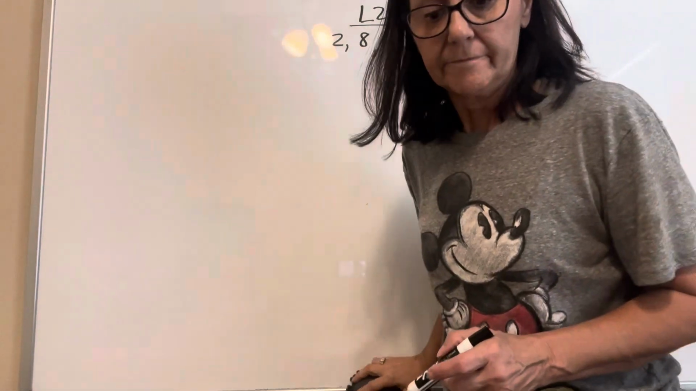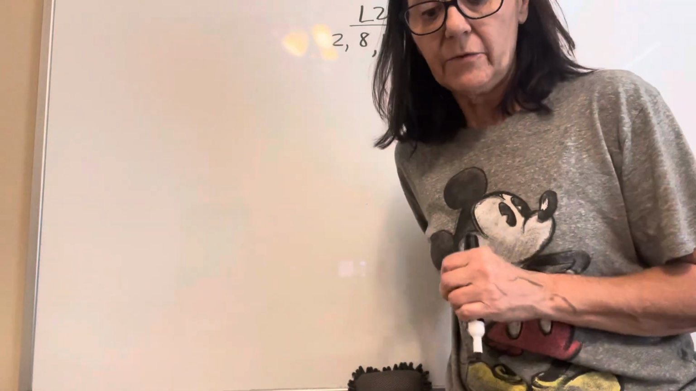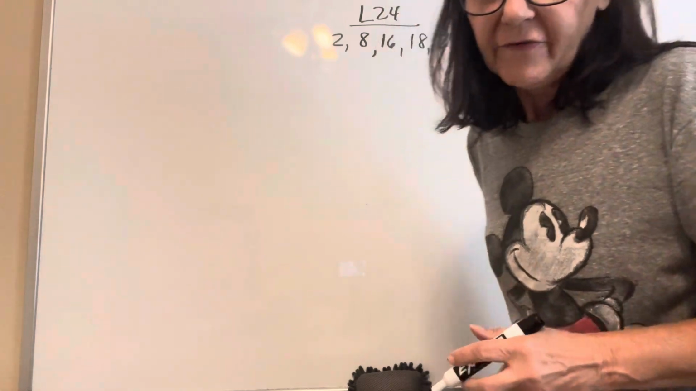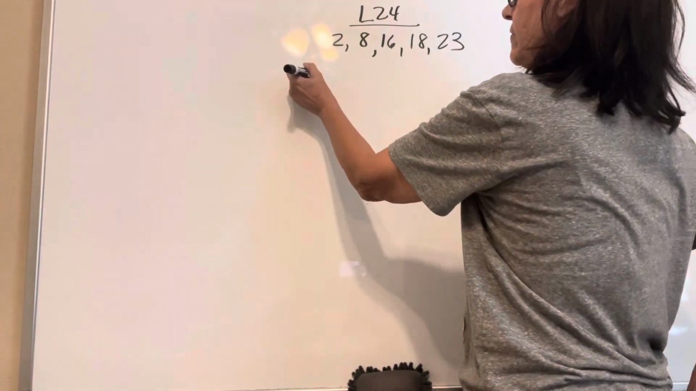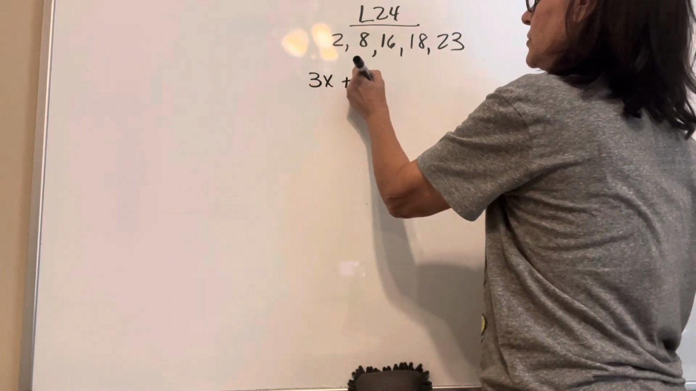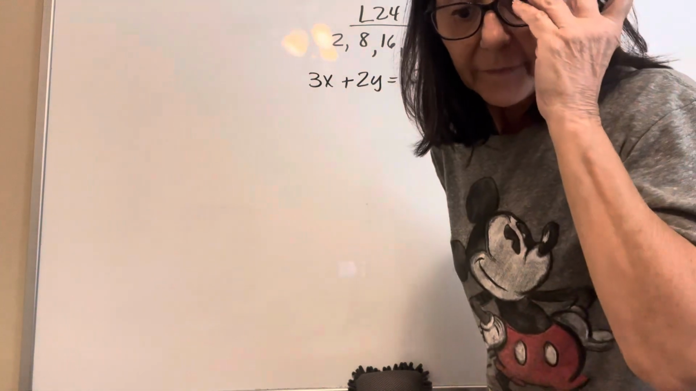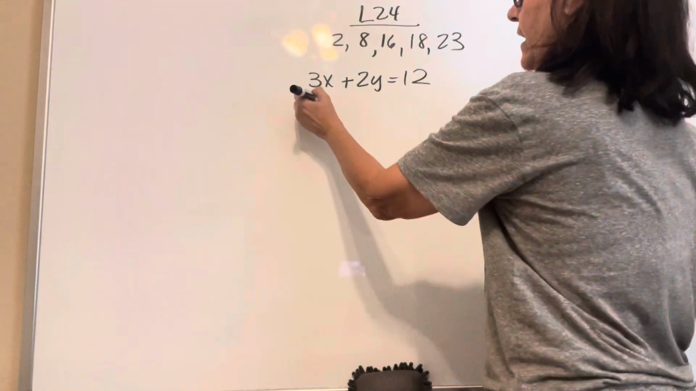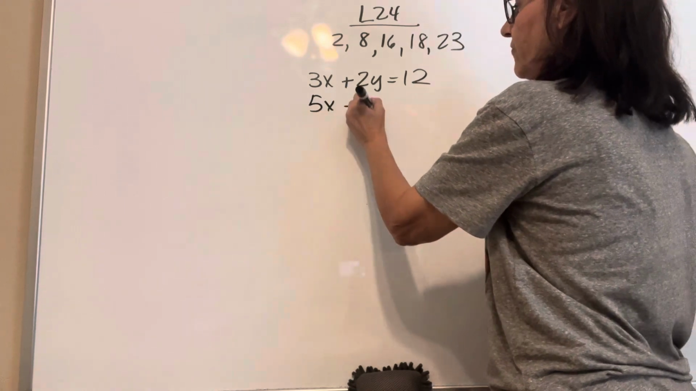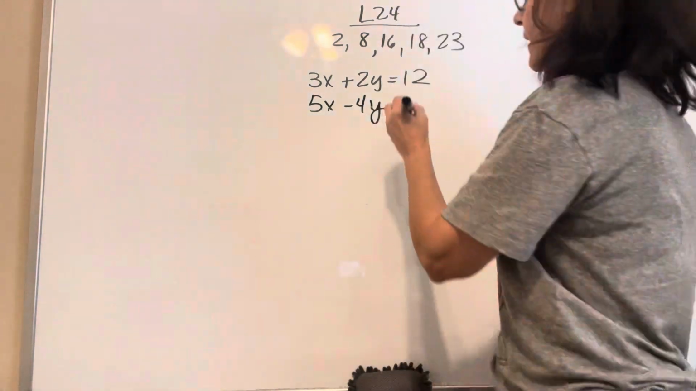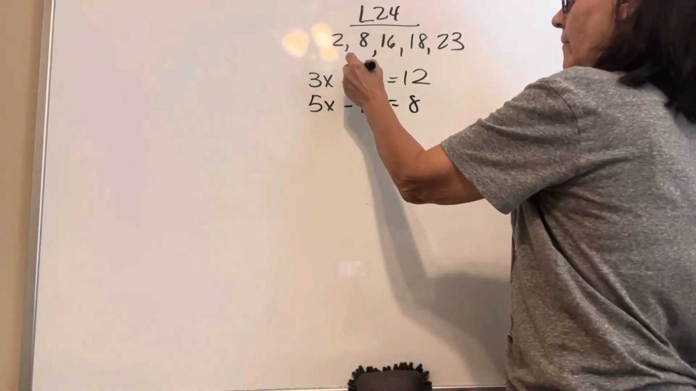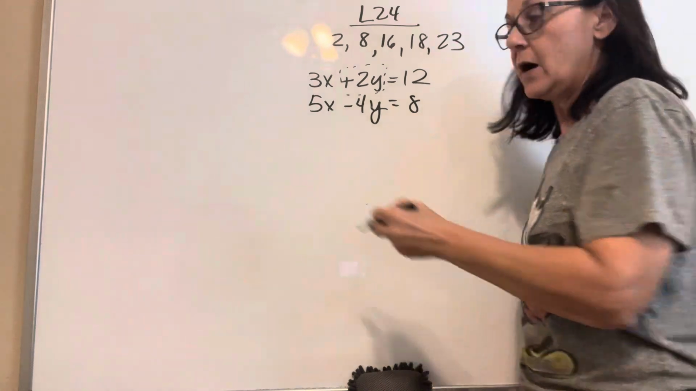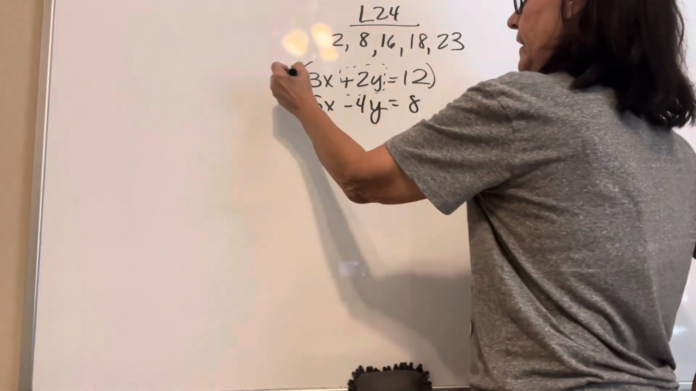All right, number 16. Solve by graphing. Remember I said we're not doing that. You're going to either use substitution or elimination. So we have 3x plus 2y is 12, and we have 5x minus 4y equals 8. My y's immediately stand out. If I multiply the first equation by 2, it makes it positive 4y. And so then I can use elimination. So that's what I'm going to do.